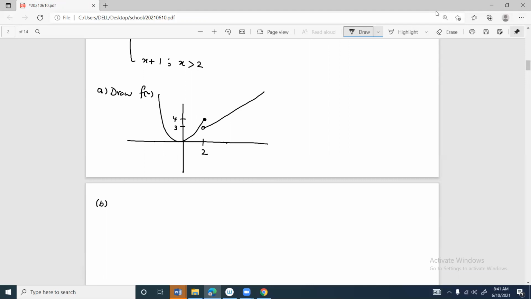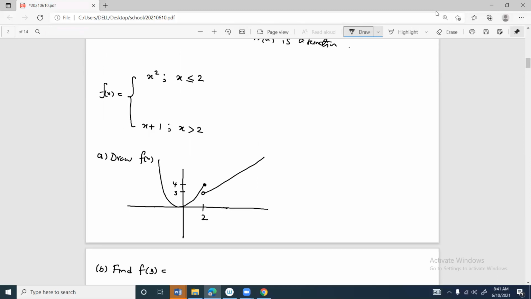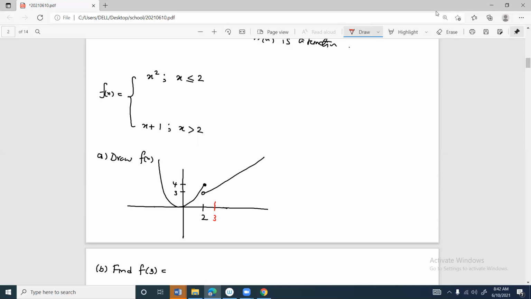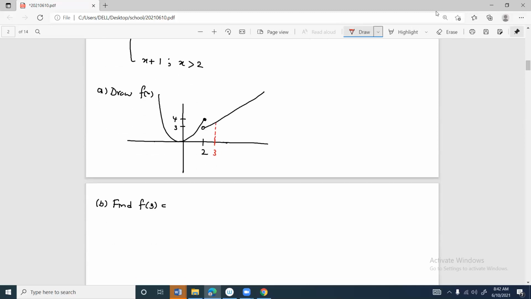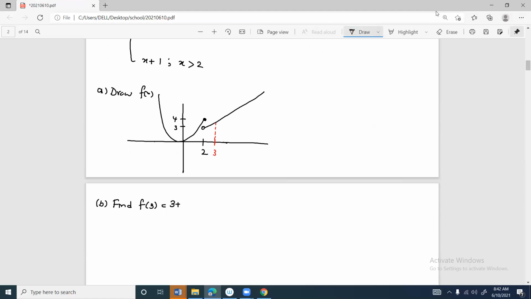Then when you work with that, they can ask a value like this, find f(3). Now see which range 3 belongs to. You know that the first function is for x less than or equal to 2. 3 is not in this range. Using the diagram itself, 3 is a value over here. It is explained by the second function. So you can say this is 3 plus 1, which equals 4.